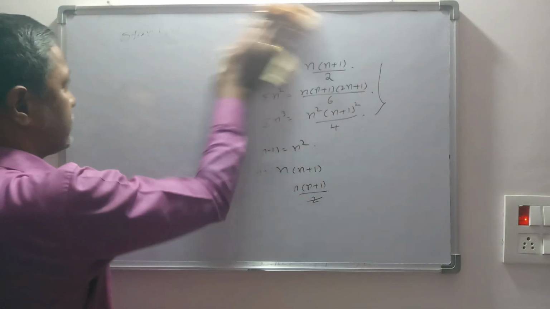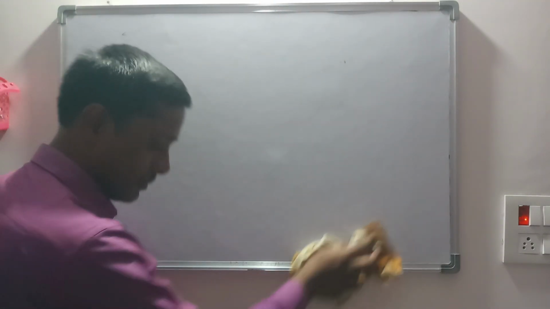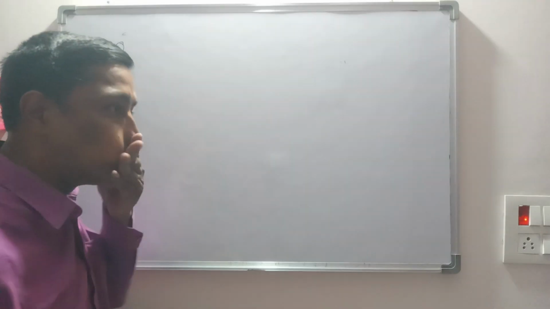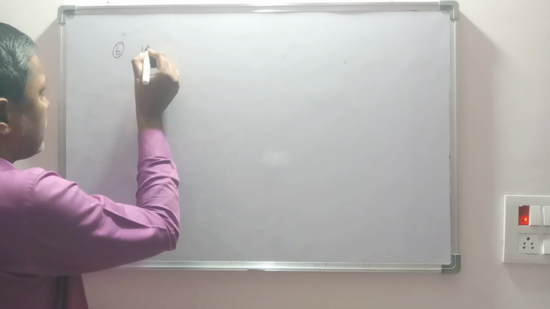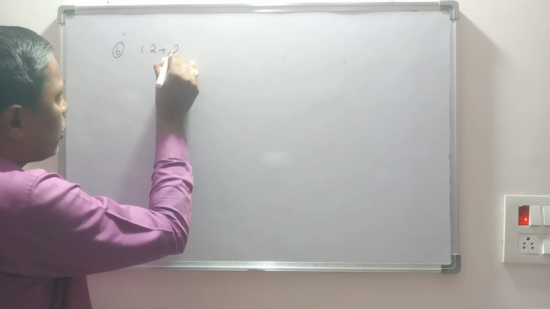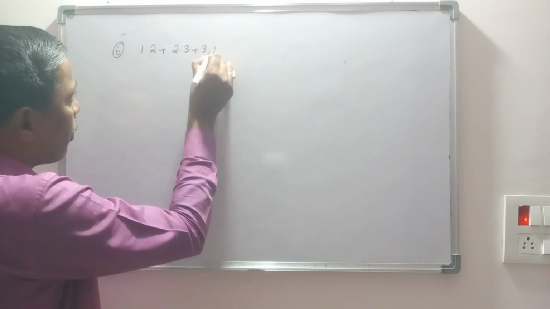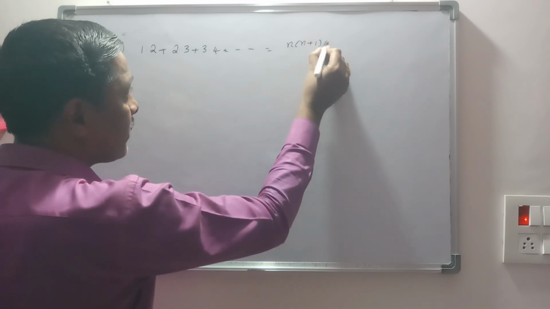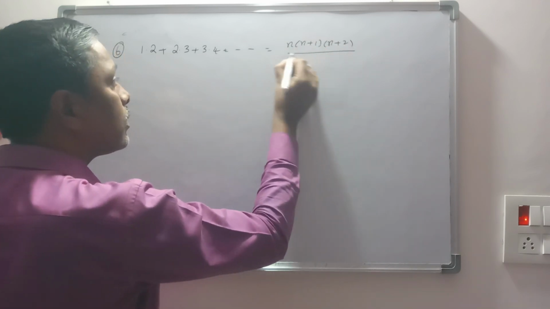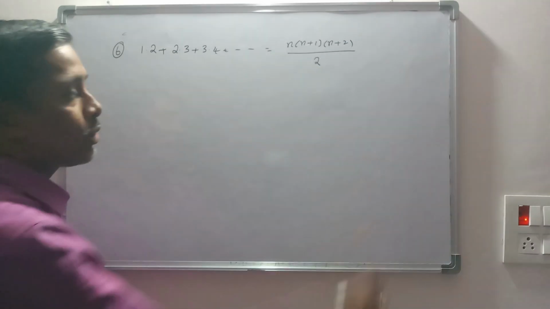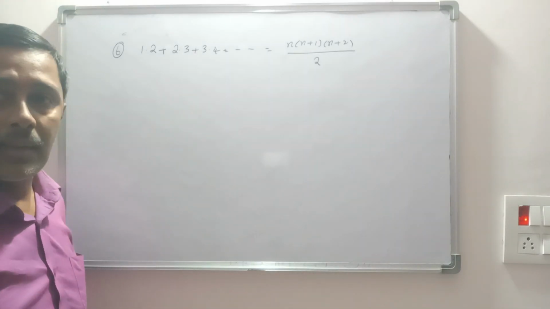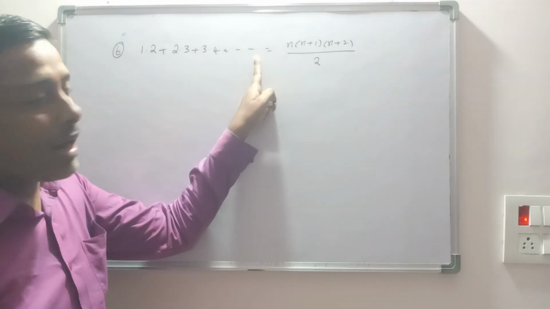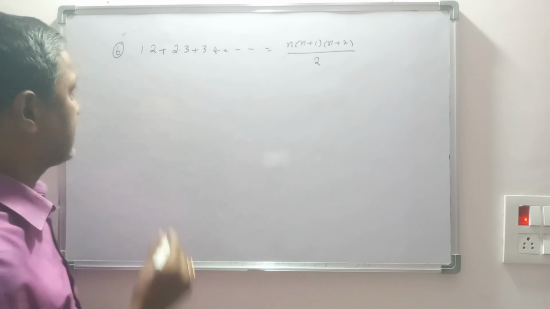Next. Sixth one. For example, sum of the products of two terms: 1 into 2 plus 2 into 3 plus 3 into 4 plus so on. What is the formula? n into (n plus 1) into (n plus 2) by 3. This is used in IPE. First term, after that second term, we can find the nth term. Okay.